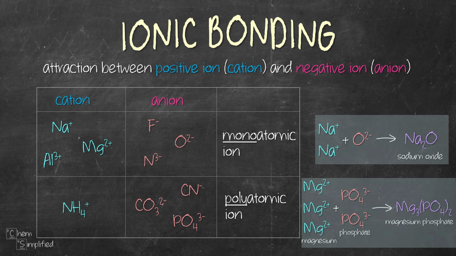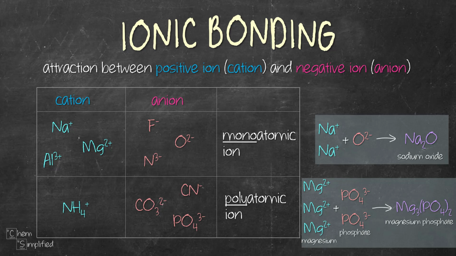Mg3(PO4)2. Notice that we don't change the name of the polyatomic ion, we keep it as is. We start with phosphate ion, and when we name it as an ionic compound, phosphate remains as is. We don't have to change the name like we did for the monoatomic anion. We change its name so that it ends with IDE. Notice oxygen changed to oxide, IDE.